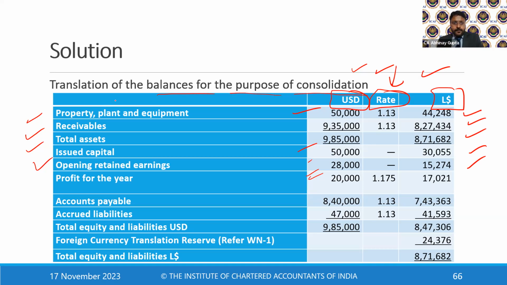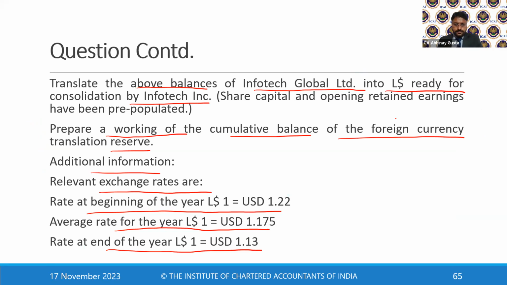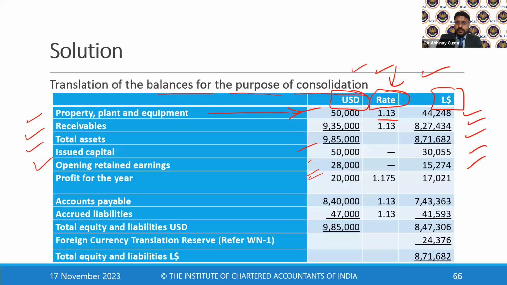Now, property, plant and equipment 50,000, rate 1.13. Why 1.13? Because the rate at the year end is 1.13, right? So this is being used here, and the converted balance is this much. Receivables 9,35,000, rate 1.13. So this is the converted balance. Total assets, then issued capital 50,000, no conversion.